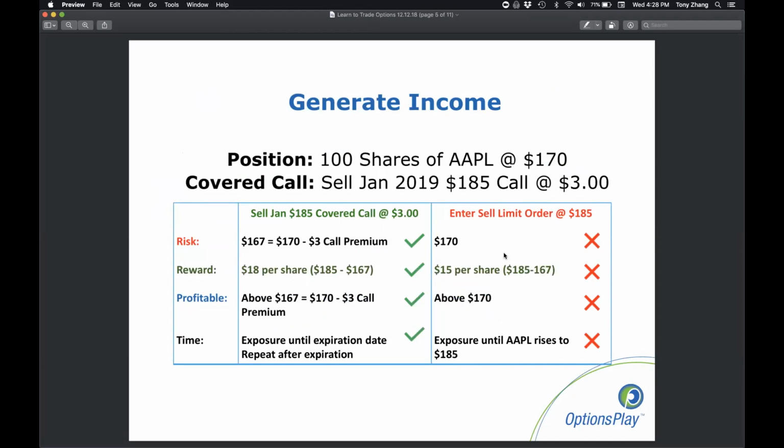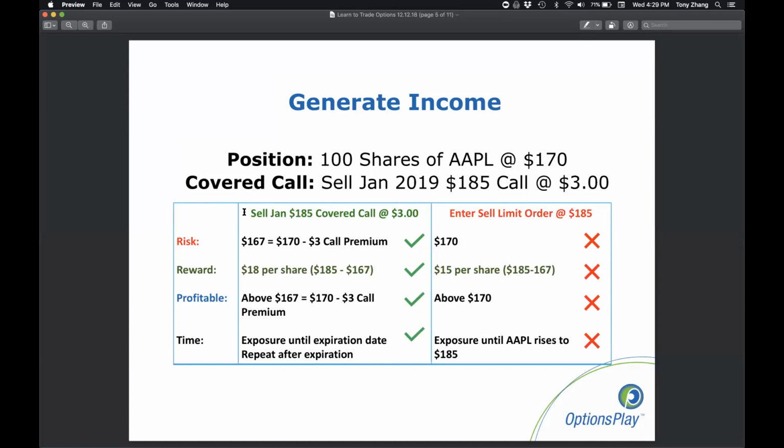So I have an example here. Let's presume that you have 100 shares of Apple. You paid $170 for those shares. What can you do? Let's say you're comfortable with selling this stock at $185 for a $15 profit. You bought the stock at $170. You're okay with selling it at $185 and realizing a $15 profit. So here I have two examples of how to go about doing this: one if you're just trading the stock, and one if you sold a covered call, and how they would look.